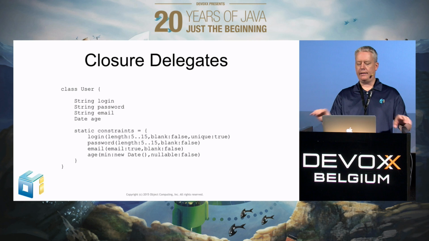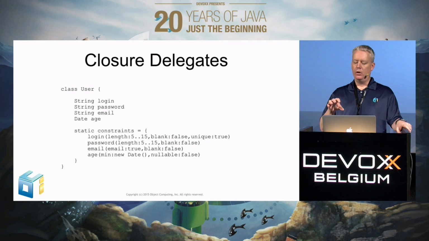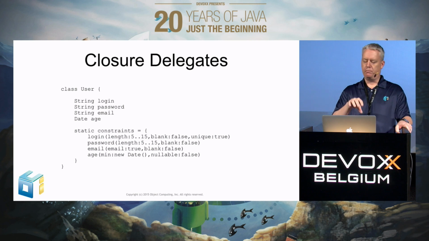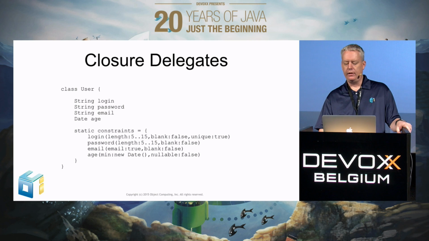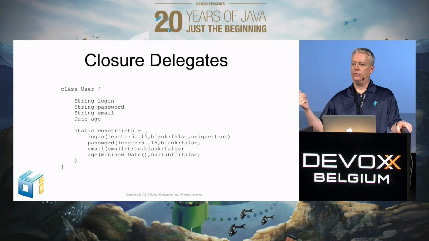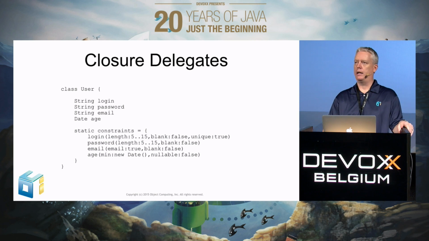So we've got a DSL here that describes what are valid values for persistent properties in a domain class, and it's up to the delegate to basically be the interpreter for the DSL, right? The delegate gets to intercept these method calls and do whatever needs to happen in response to those method calls. So all that makes sense?